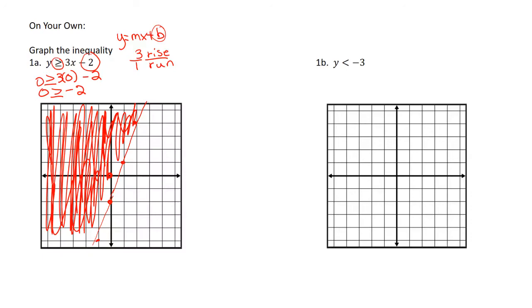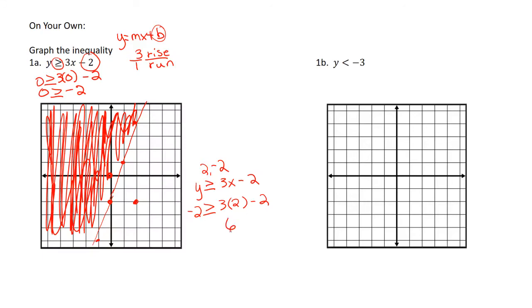So let's choose another point on the side that it should be false. So let's choose this point, over 2, down 2. So that point is 2 comma negative 2. So let's rewrite our equation one more time. 3x minus 2, and fill in our x and y. So our y is negative 2 greater than or equal to 3 times 2 minus 2.